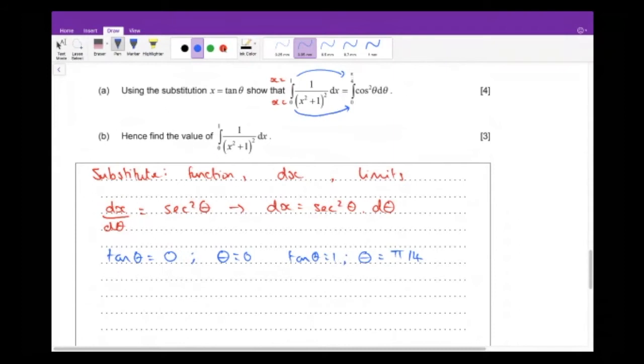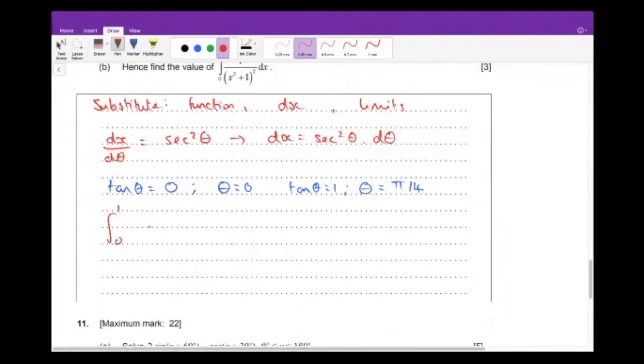So now let's put it all together. Our equation becomes the integral between 0 and pi over 4 of 1 over (tan squared theta plus 1) squared times sec squared theta d theta. Well, tan squared theta plus 1, if I look in my data booklet, looks like a trig identity. Whenever you see a trig function squared, assume that you're going to be using some trig transformations. And we can see that 1 plus tan squared is equal to sec squared.